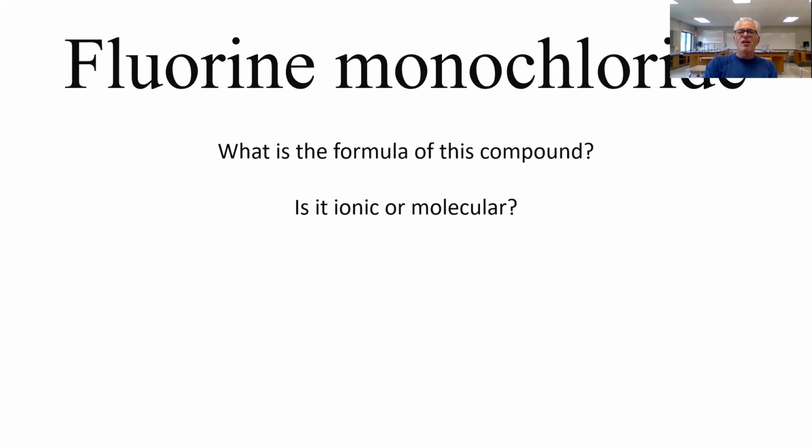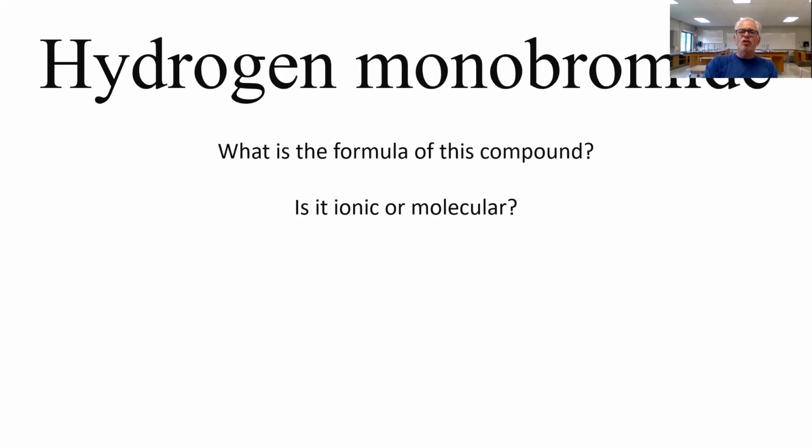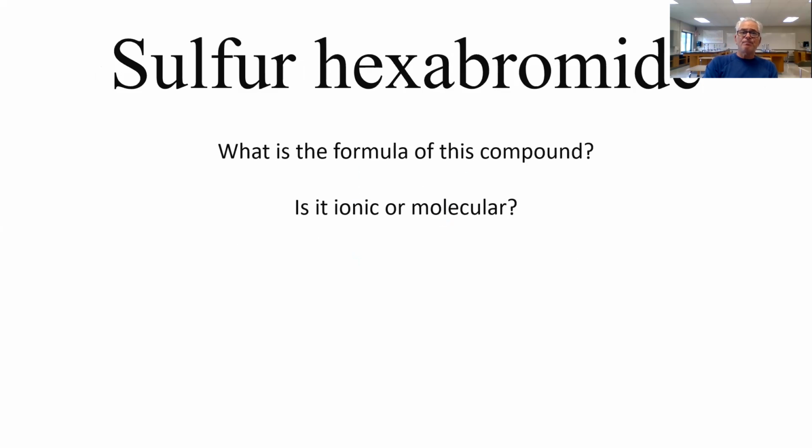Don't eat this stuff. Fluorine monochloride. F is a nonmetal. F with 1 chlorine. FCl. Hydrogen monobromide. Hydrogen's a nonmetal. 1 bromine. H with the Br. HBr. No spaces. Keep them snug. They're bonded together. They're really tight.